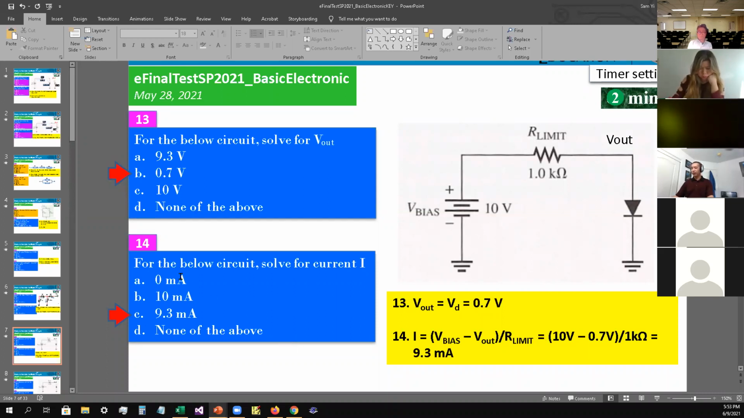Number 14, for the circuit below, solve for the current I. We know that 0.7 is here, and we know that 10 volt is here. So 10 minus 0.7 is 9.3 volt, divided by 1 kilo ohm, which is 9.3 milliamp. So the answer is C as in cat for number 14.